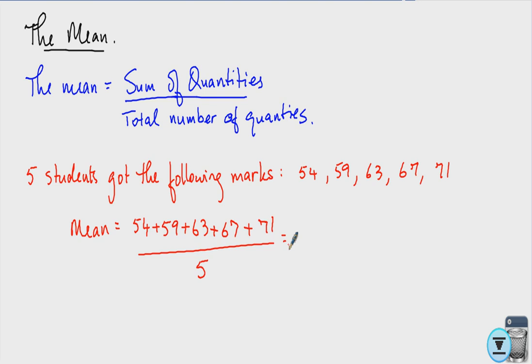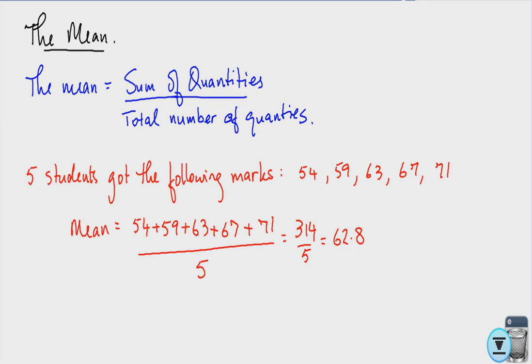If I add these out, I'm going to collect. So 63 and 67, that is 130. 59 and 71 is also 130, so that's 260, and 54, 314, so 314 divided by 5. So the mean is 62.8. So that is the mean, okay, 62.8. That's how to find the mean. But besides finding the mean, we could use the mean.